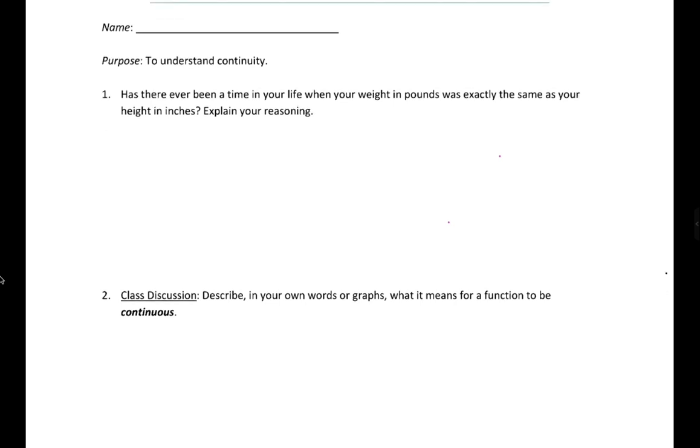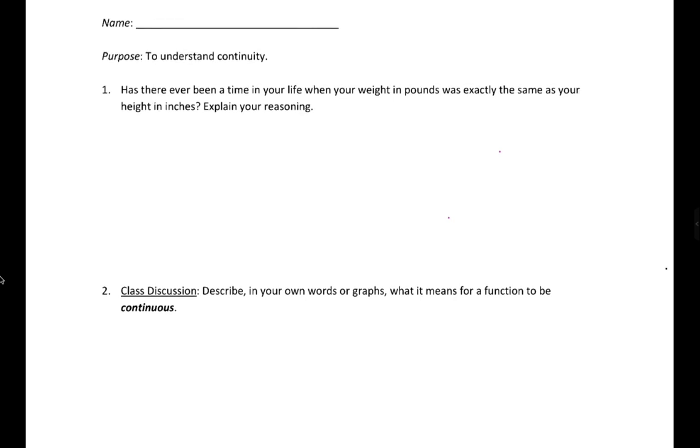So when you start to think about this, you might think about some extremes, right? Like, what was your height and weight when you were born? And then what is your height and weight now? And then we can think about all of the times in between. So when we were born was probably when we were the smallest and the lightest.